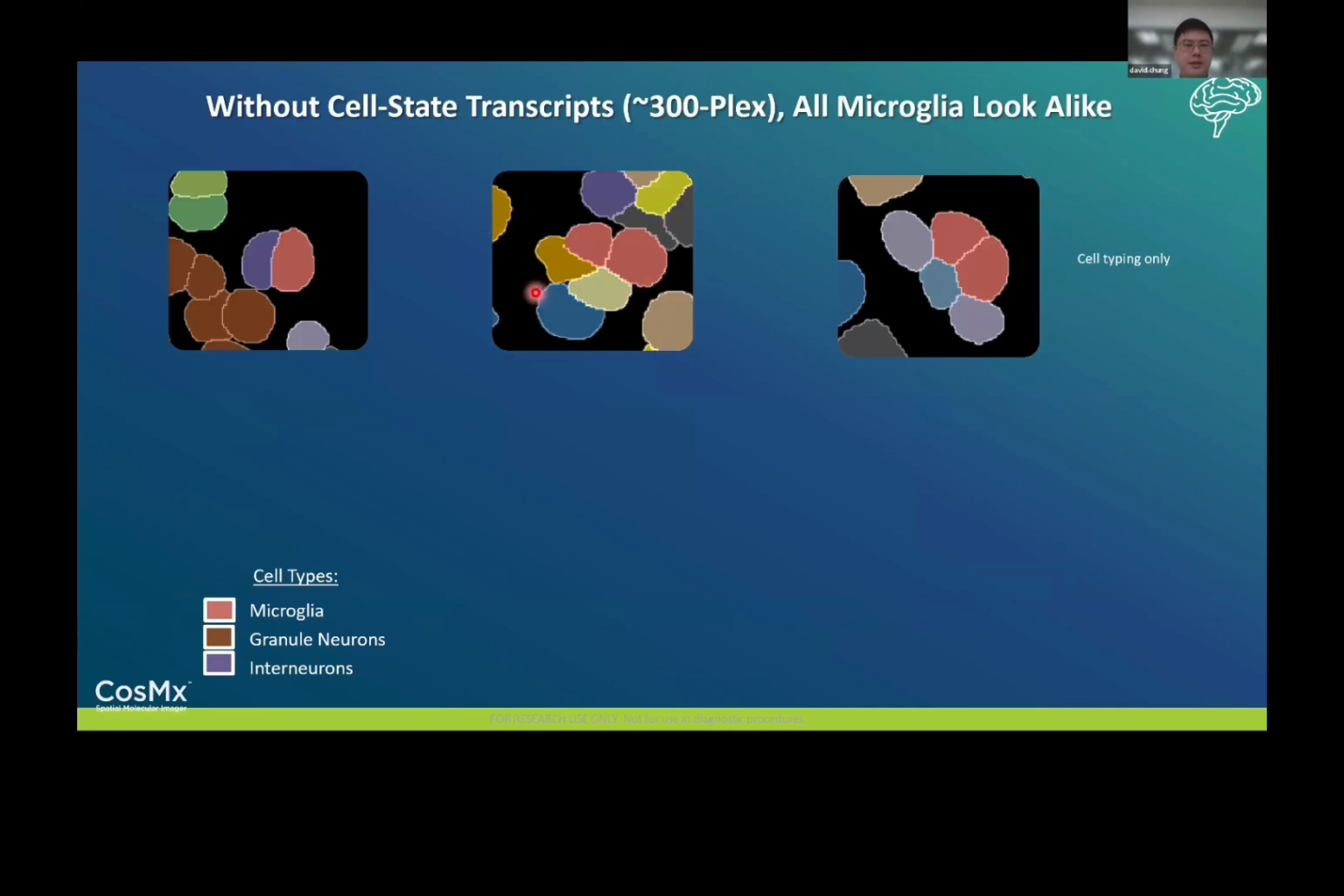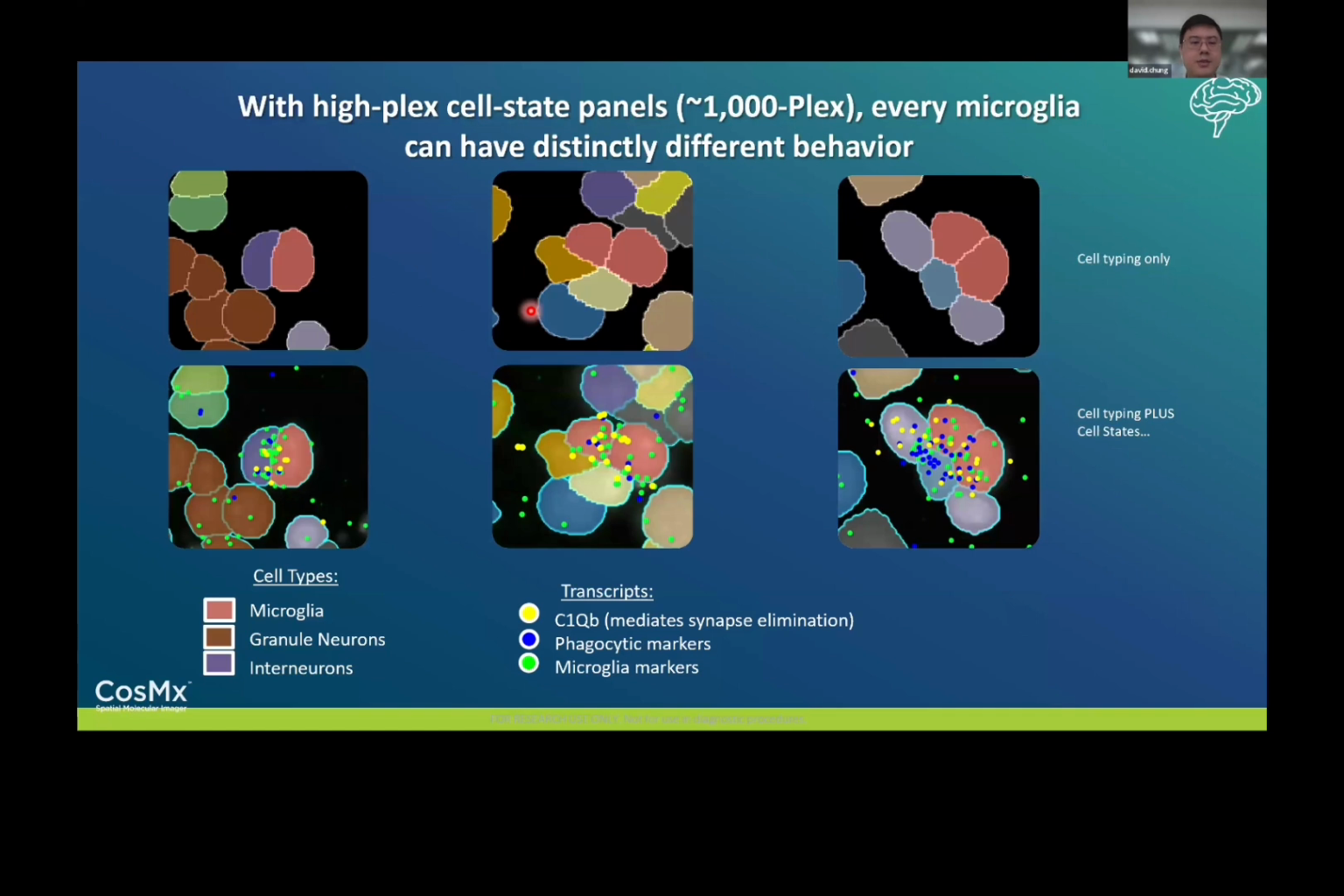So without cell state or cell function information, if you only run the cell type assay, then basically this is the only information you'll get. So these are microglia cells, and then neighboring them, there are different cells. That's it. But with a larger panel that includes cell state and cell function probes, you can now also tell at that moment what the cell is trying to do.